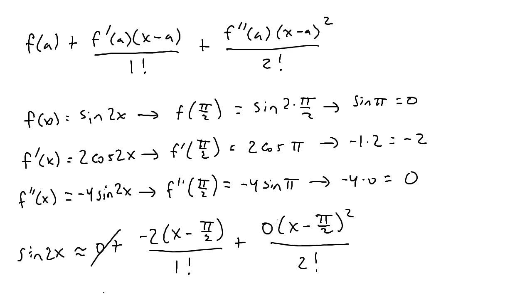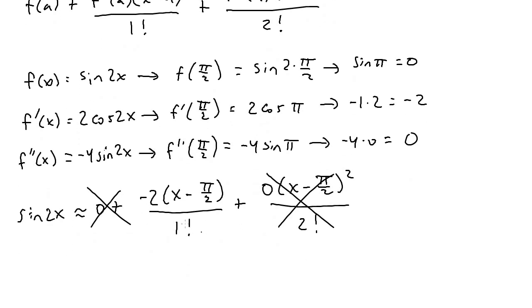Notice how we have zeros here and here, so the entire thing can be canceled, and so we're left with 1 factorial, which is obviously just 1. So sine of 2x is going to be equal to, or going to be approximated to, negative 2 times x minus pi over 2.